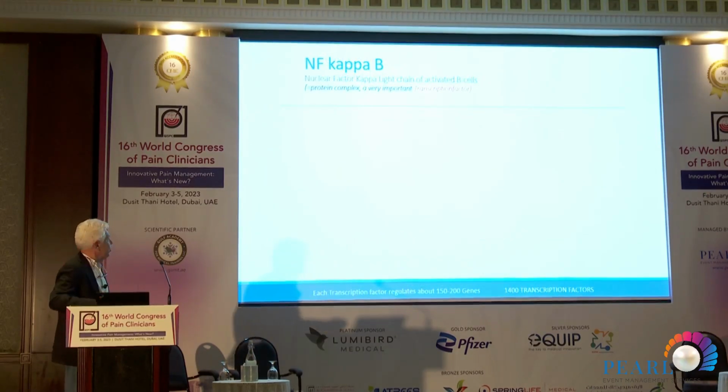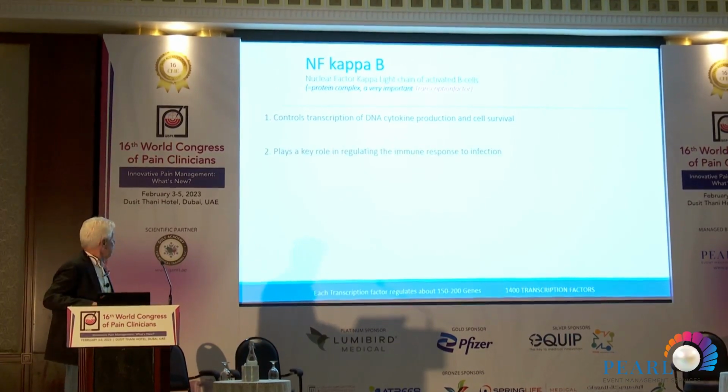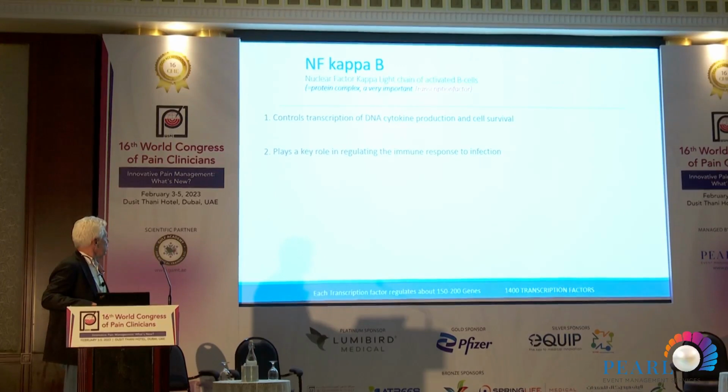And this is a very important transcription factor, the nuclear factor kappa light chain enhancer of activated B cells, protein factor. What are transcription factors? They are needed when a gene is active and wants to produce a protein or peptide. So it controls the transcription of DNA, cytokine production, and cell survival, and plays a key role in regulating the immune response to infection.